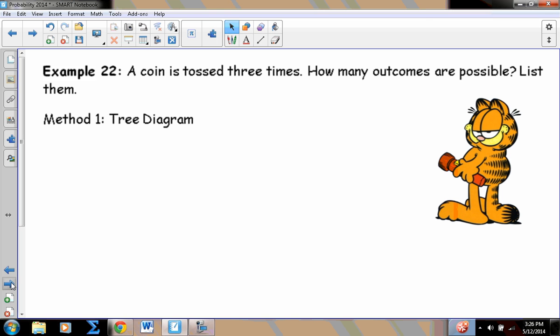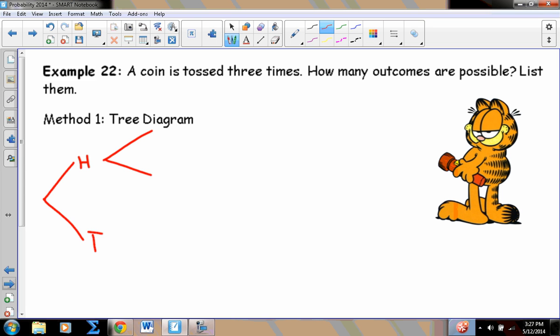Okay? This time we're going to take a coin and toss it 3 times. So my first toss could be a heads or a tails. That's my first toss. If I get a head the first time, the next time I toss it, I can still get a head or a tail. If I get a tail the first time, the next time I toss it, I can get a head or tail. Notice this is my first toss. This is my second toss. Still got another toss to go.